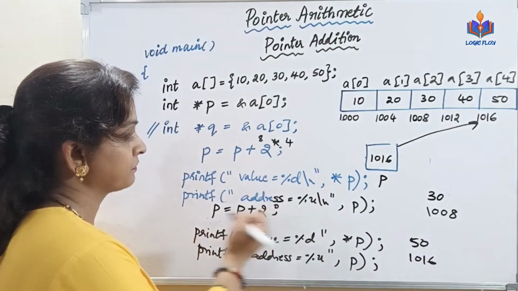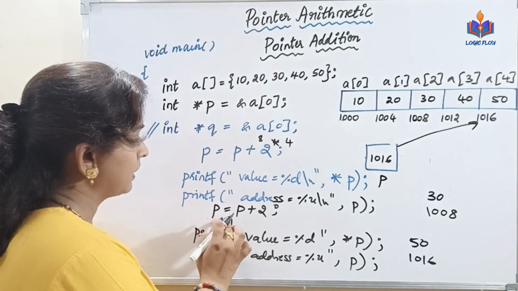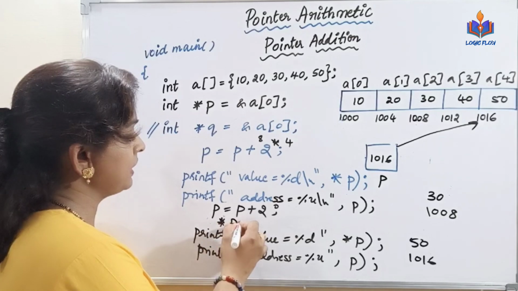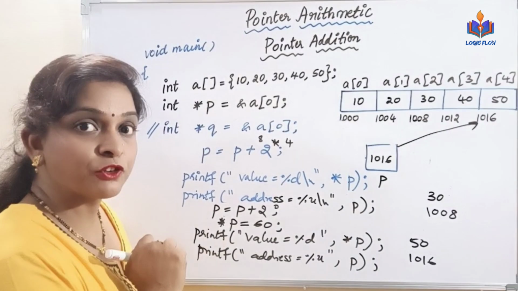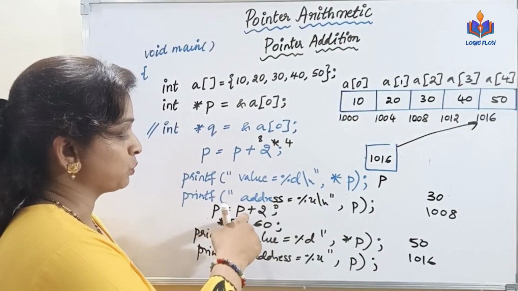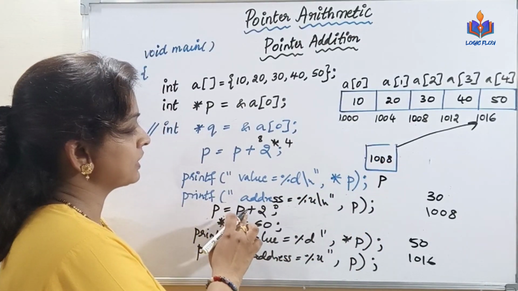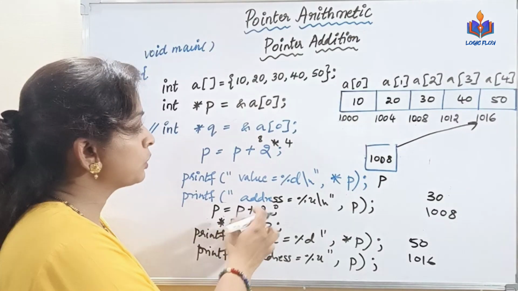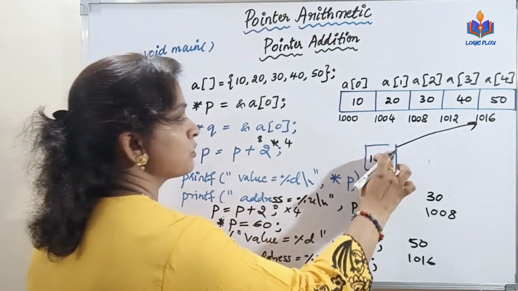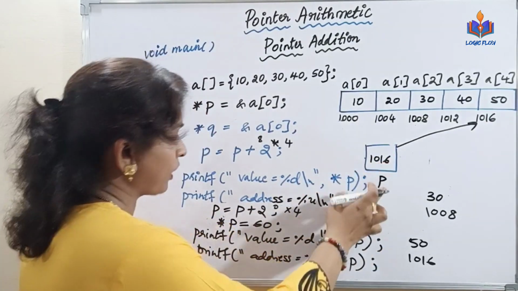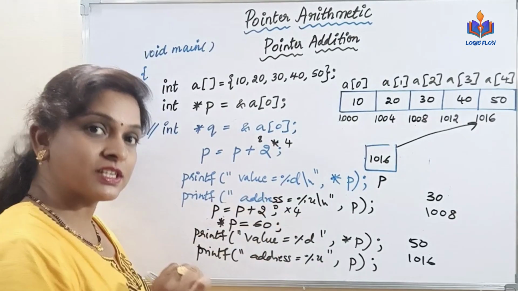Then later I'll say asterisk p equal to 60. Now what will be the answer for this? p equal to p plus 2. p is right now pointing to 1008. Then I say 1008 plus 2. 2 into 4, 8. So it is 1008 plus 8, it is 1016. Okay. So now the pointer is pointing to 1016. Fine. Then what I will do, asterisk p equal to 60.